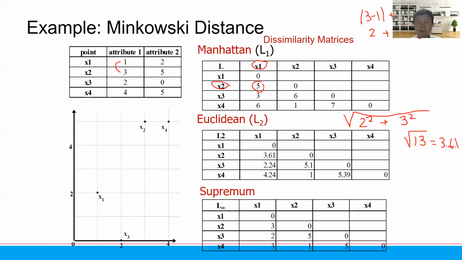Okay. What about the supremum? In the supremum, how can we get the distance? We just compare 3 minus 1, which is 2. What about the other attribute? This is 5 subtraction by 2, so the result is 3. Between 2 and 3, what is the maximum? Of course, 3. So the distance with the supremum is 3.